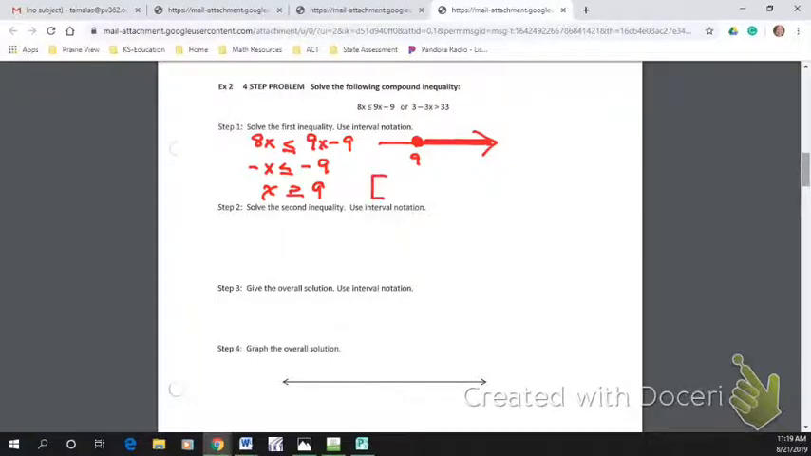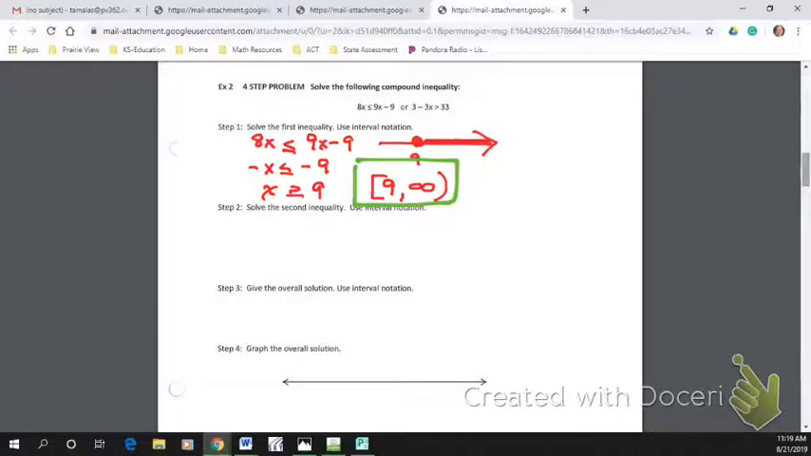Why am I drawing a bracket? Because the most left part of this graph has a filled-in circle. That means to include the 9. That's because I have this little line underneath here. So I start at 9, including the 9, and I go all the way to what? Positive infinity. What goes after the infinity? Okay, a parenthesis. That is what you're going to type in for step 1 of your first answer. That's step 1. Okay? Step 2, solve the second inequality.